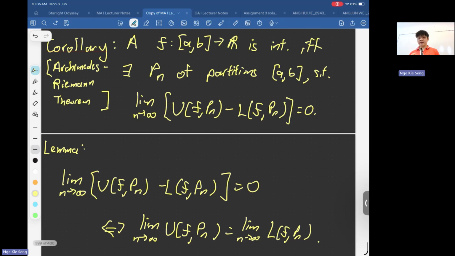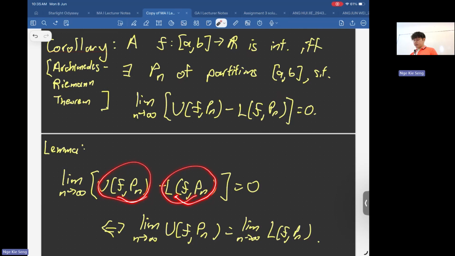It is the same condition as the previous corollary, just a partition of AB. If these two sequences exist, I mean converge, then this is just a limit law.